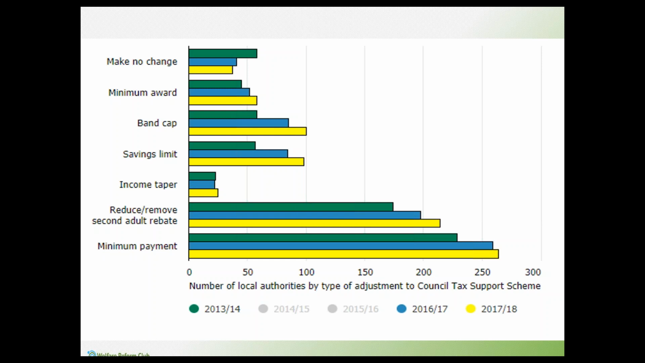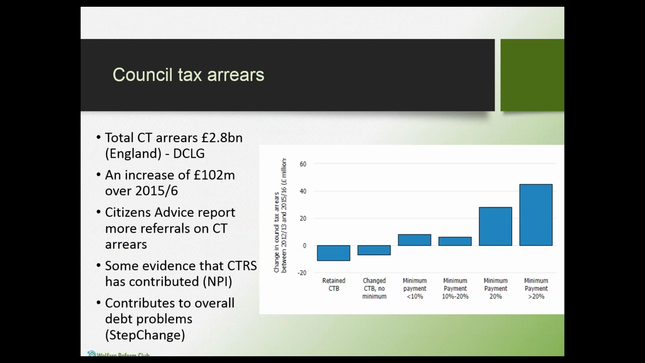So that shows you the sort of trends in the graph. And then moving on to some of the policy issues and consequences. First of all, to briefly talk about council tax arrears. This is a pretty mixed picture, it seems to me. Looking at DCLG documents, as far as I understand it, the total amount of council tax arrears is something like 2.8 billion. And the latest figures show that has actually increased. So 2016-17, there's been an increase of 102 million over 2015-16.